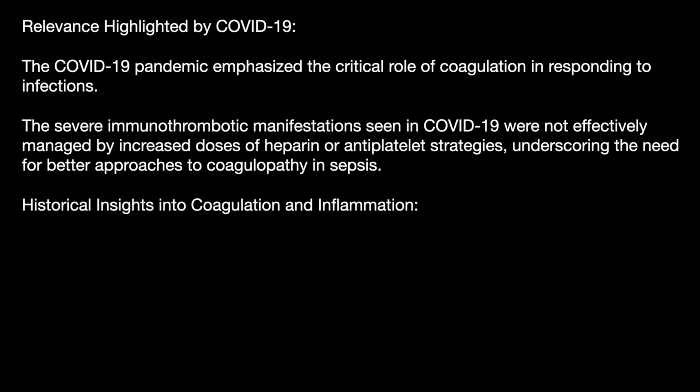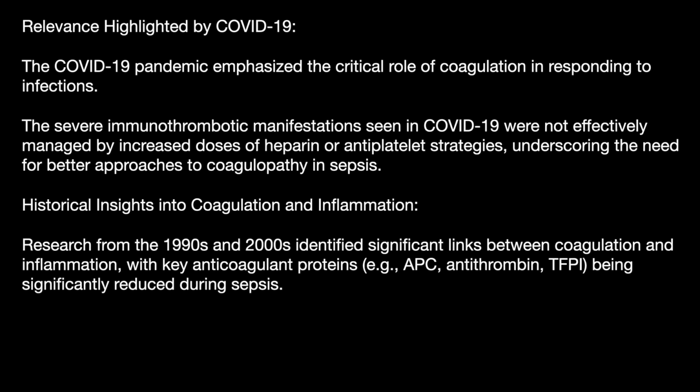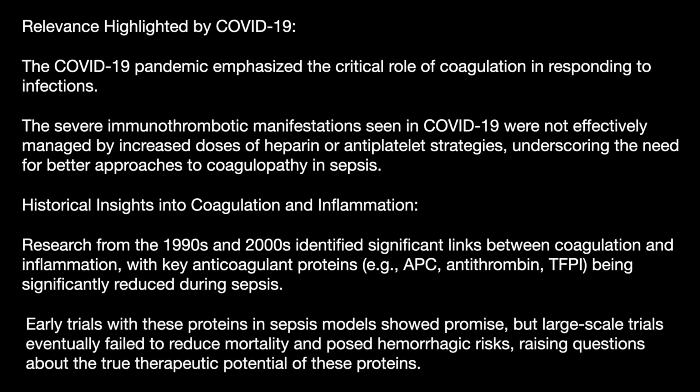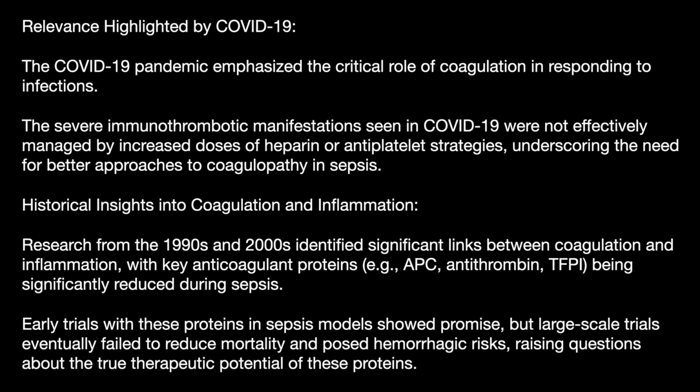Historical insights into coagulation and inflammation. Research since the 1990s and 2000s identified a significant link between coagulation and inflammation, with the key anticoagulant proteins, activated protein C, antithrombin, and TFPI, being significantly reduced during sepsis. Early trials with these proteins in sepsis models showed promise, but large-scale trials eventually failed to reduce mortality and posed hemorrhagic risks, raising questions about the true therapeutic potential of these particular proteins.